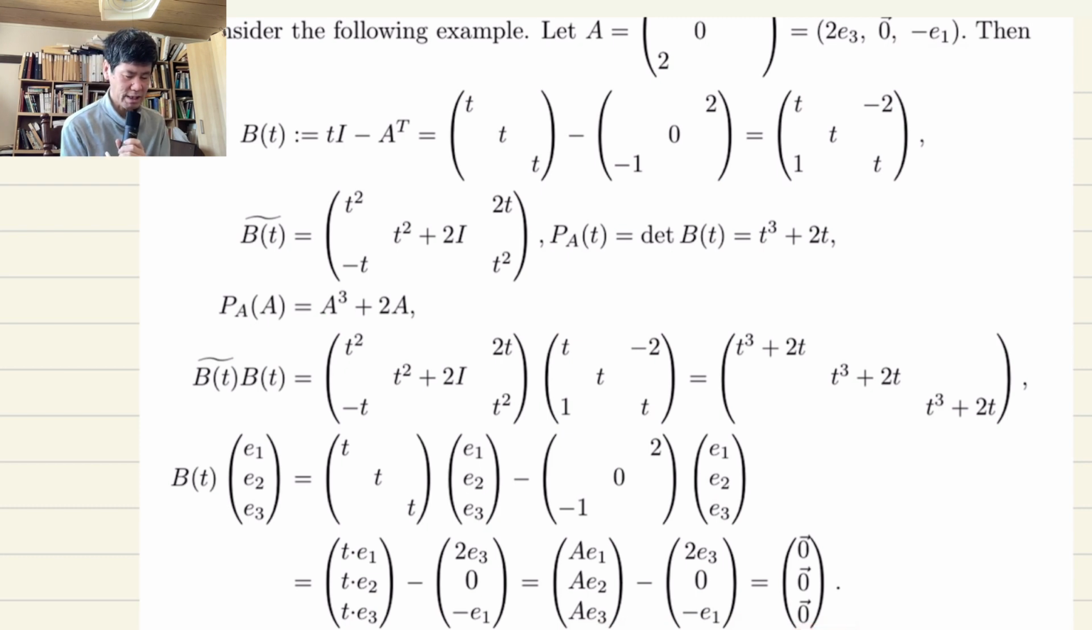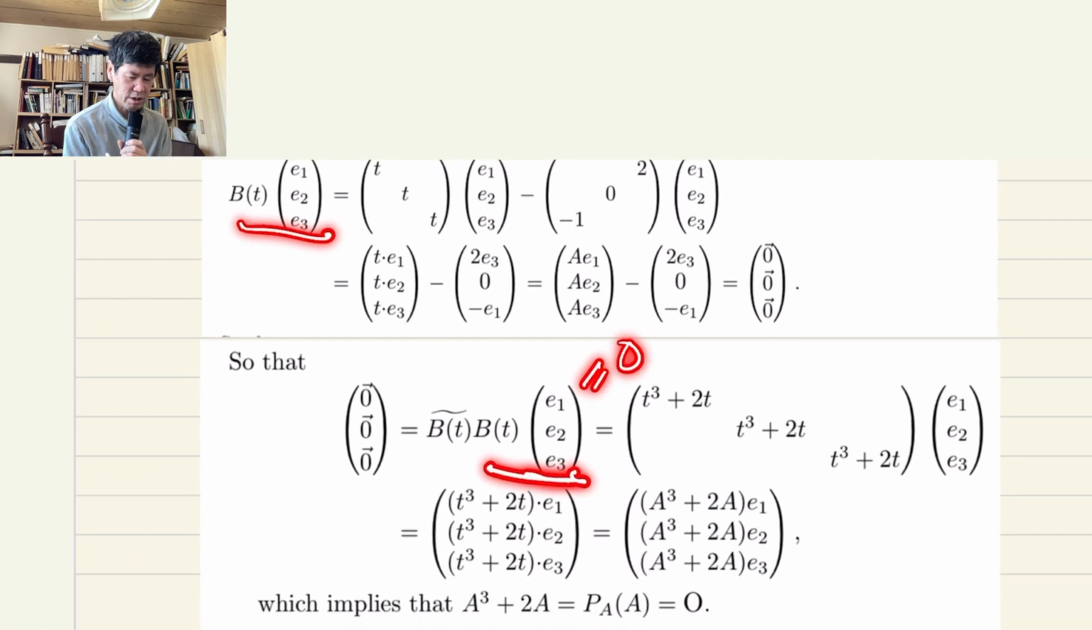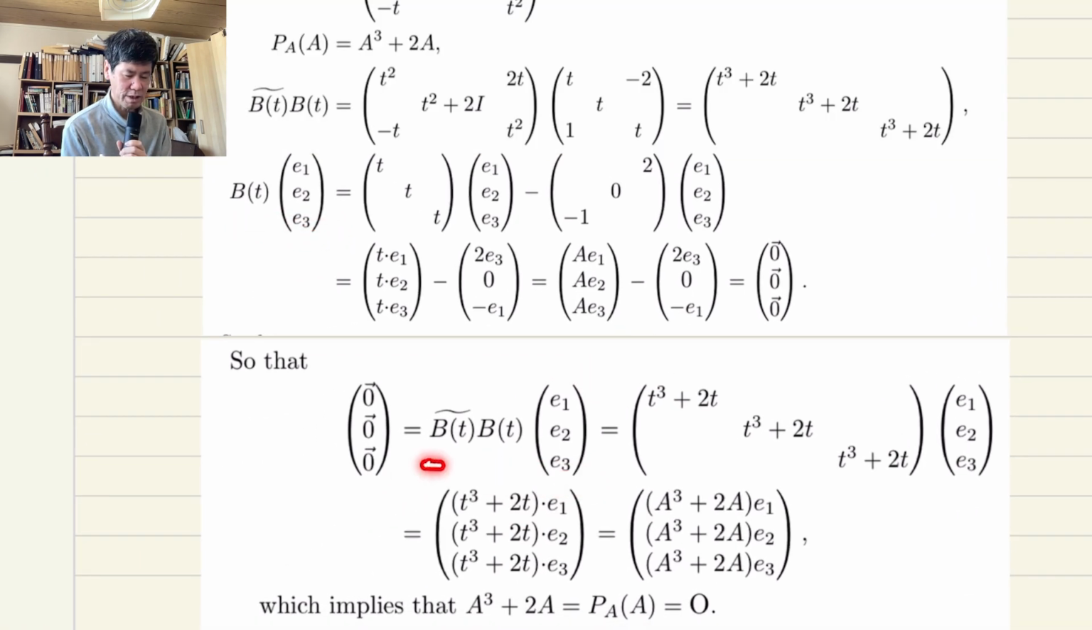So B(t) tilde times B(t) times (e1, ..., e3) is equal to 0. And B(t) tilde times B(t) is equal to this matrix. Multiplying (e1, ..., e3), we have t cubed plus 2 times t times e1, which is defined to be A cubed plus 2 times A times e1, and so on. And this implies that A cubed plus 2 times A is equal to the 0 matrix, and this is equal to p_A(A).